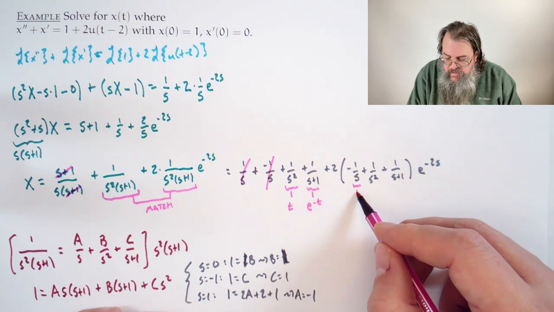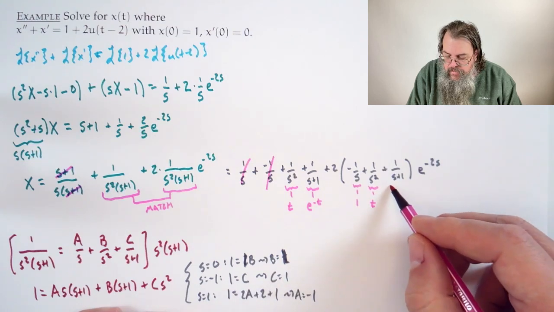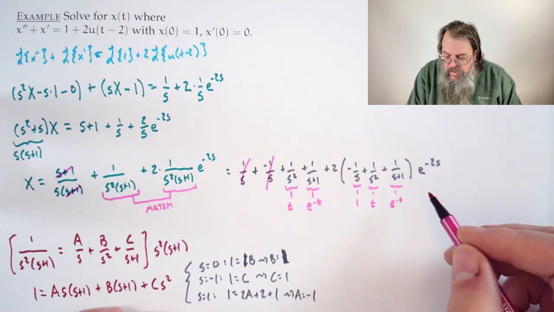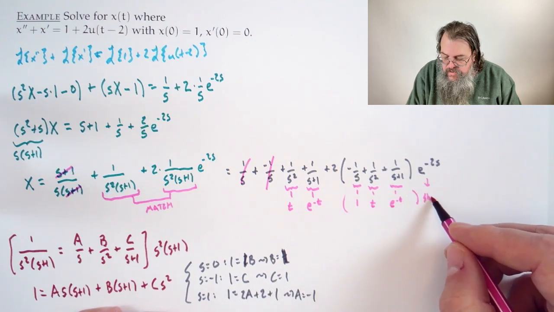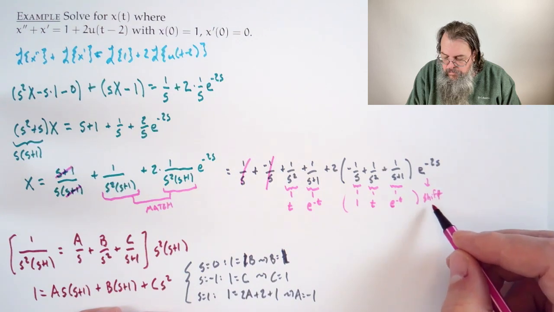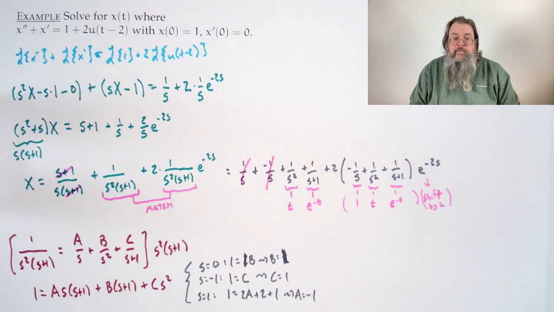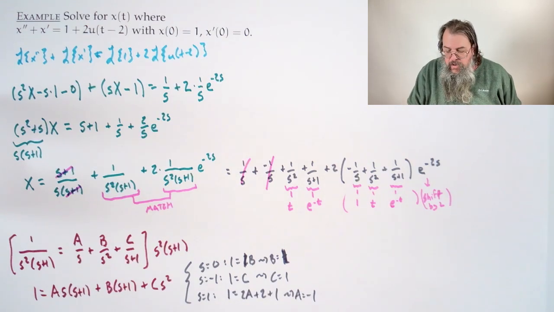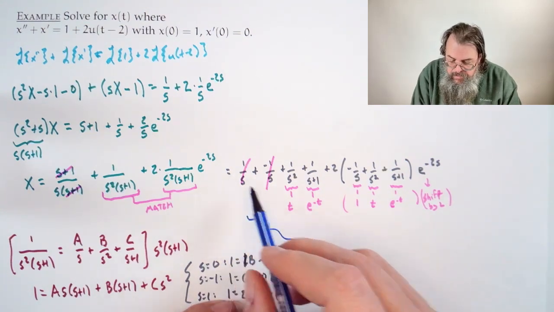1 over s is 1 over s squared, t, 1 over s plus 1, is, again, e to the minus t. But remember, there's also a shift by 2 that's involved in that last part. So we're ready to almost write down our final answer. Well, other than maybe simplifying.